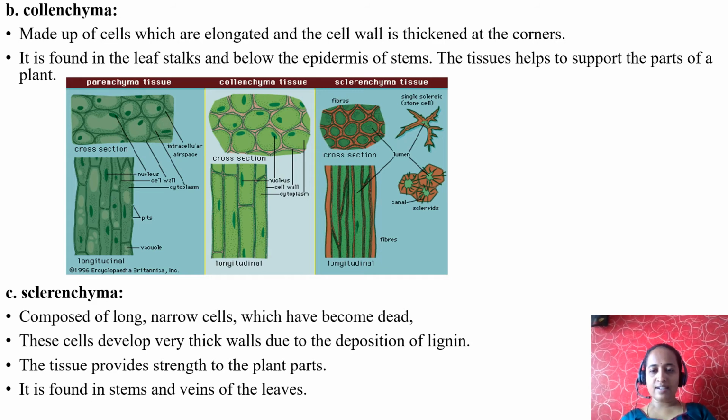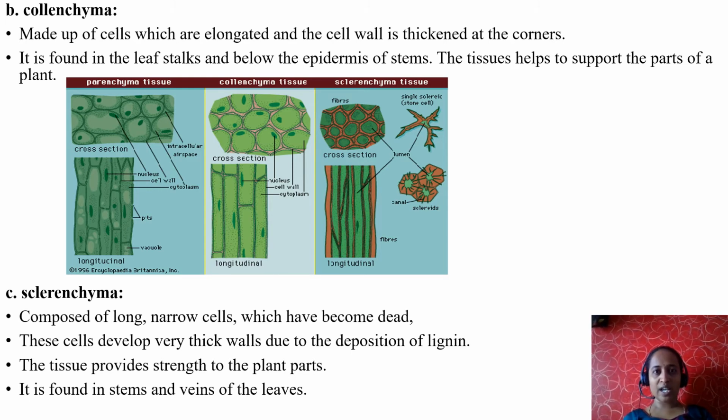Now let us see the second type of permanent tissue which gives support to the plant, that is collenchyma. How do the cells look? The cells are usually elongated and the cell wall is very thick at the corners. Keep it in mind, the cells are very thick only at the corners. It is found in the leaf stalk and below the epidermis of a stem. You know what is meant by leaf stalk? By means of the leaf stalk, or petiole, the leaf is attached to the stem.